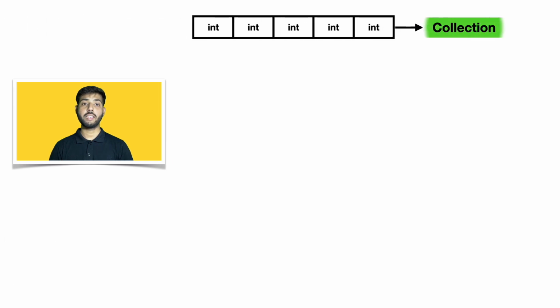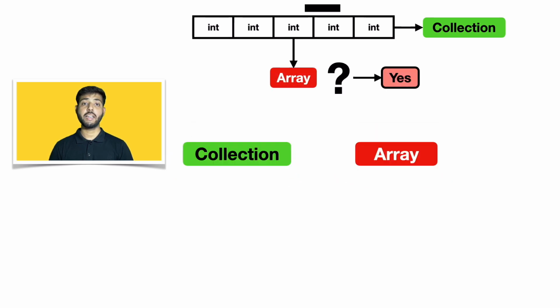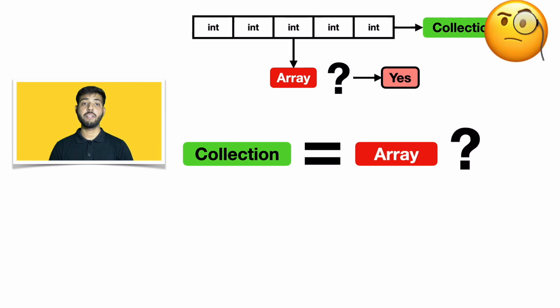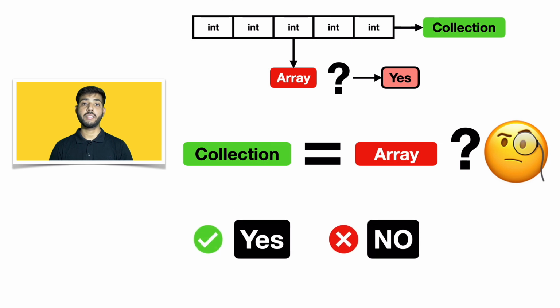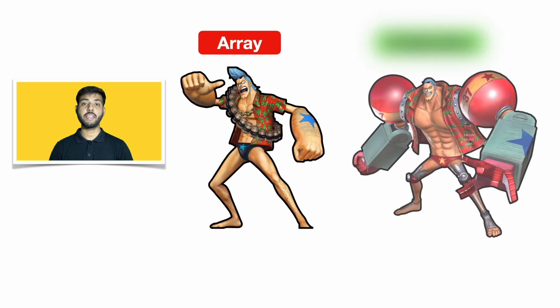So, this is a collection, but isn't it an array? Well, yes. Does this mean collection and array are same? Well, the answer to this question is yes and no both. Let me explain it to you. So the thing is, if this is an array, then this is a collection.